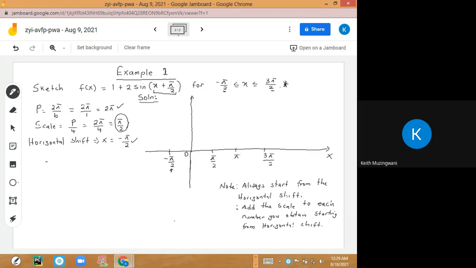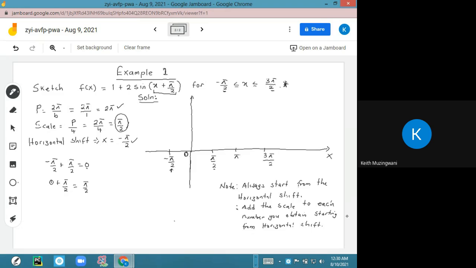So now we had negative pi over 2 as our horizontal shift. We add pi over 2 to get another number on the x values. This will give us 0. We are not guessing a number; we are getting the numbers by solving. We have obtained 0. From 0, where do we go? We add 0 plus pi over 2, which is 90, and we get pi over 2. We have another x coordinate.